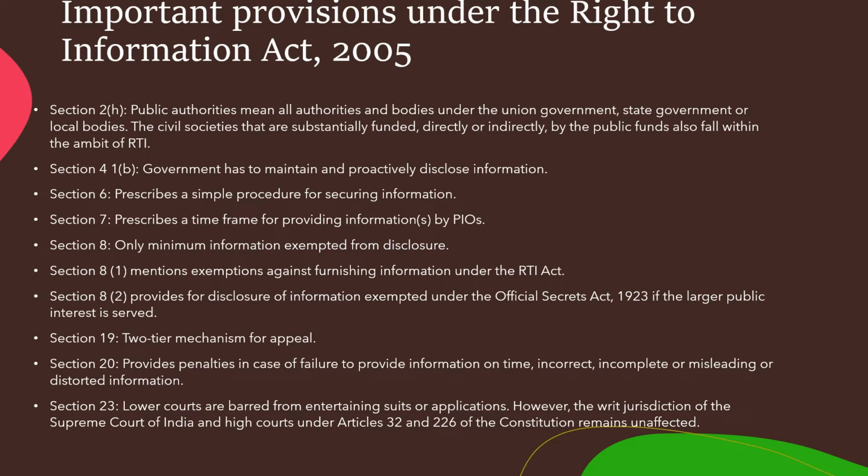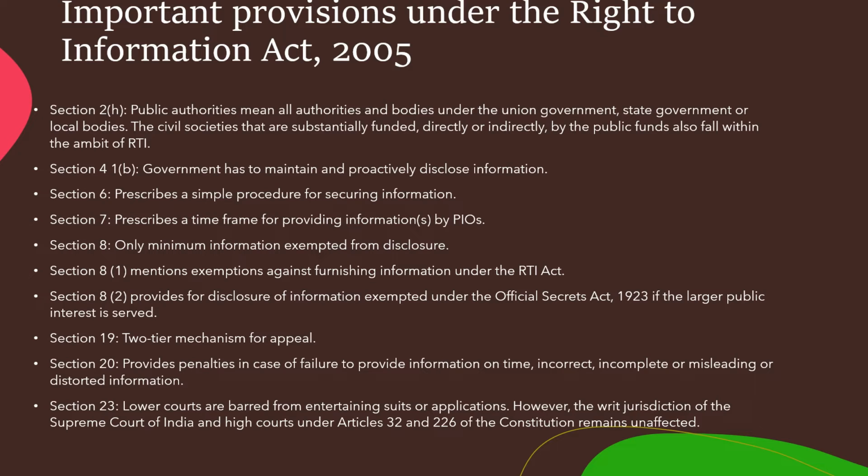Section 6 prescribes a simple procedure for securing information. That means that, especially in the absence of these kinds of provisions or acts, if any citizen needs any kind of information from the government, it is really a tedious task and a time-consuming procedure. But in the presence of this act, it makes the process simple and less time consuming. So the citizen can get the information with less time, less cost, and less effort.